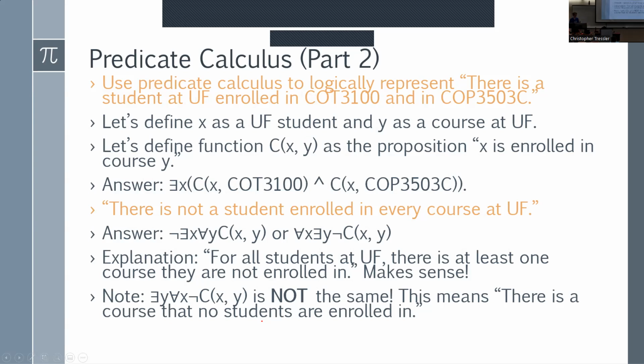So what I would start off doing, I told you guys, we have to start off by defining some variables. We're going to define X as a UF student, and we're going to define Y as a course at UF. So the domain, or the universe of discourse, for X, which is stuff we'll get to next chapter, a fancy vocab term, is all UF students, and the domain for Y is all the courses at UF.